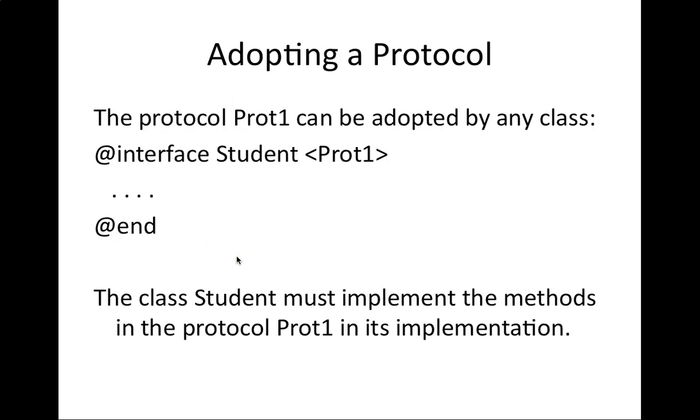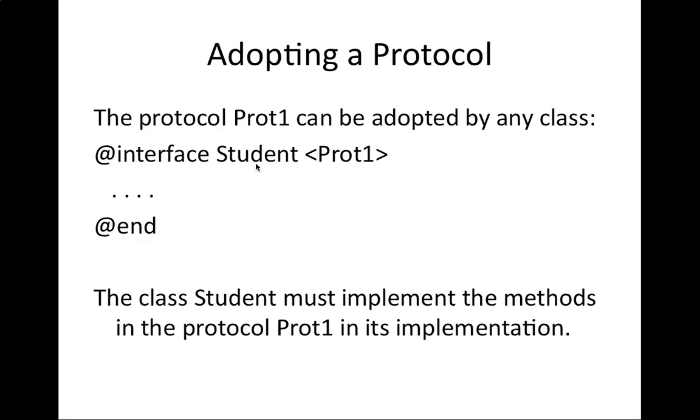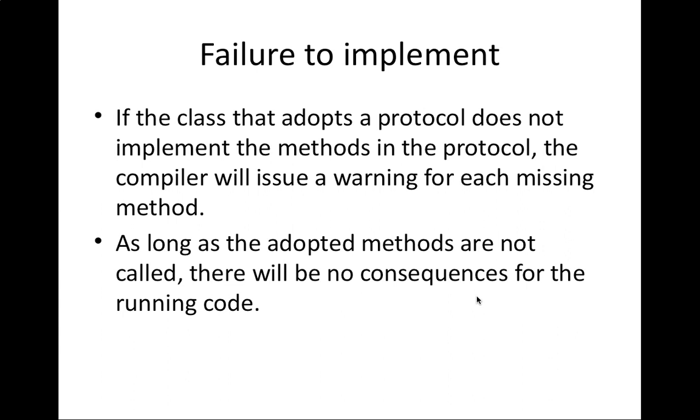So, adopting a protocol. Protocol 1 can be adopted by any class. What we do is go @interface Student, and we put the protocol in there. Using the syntax here, if it was called Protocol 1 in this example, and it was of type NSObject, it could be used in any class. So this is the name of it. That's the data type. So the class Student must implement the methods in the protocol P1 in its implementation, just like an interface in Java. If you use the interface, you have to implement it.